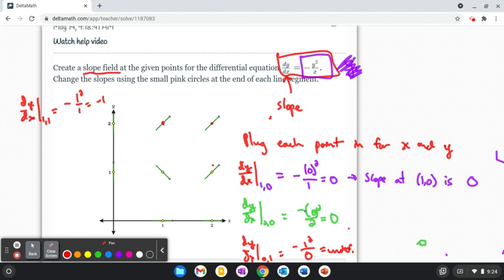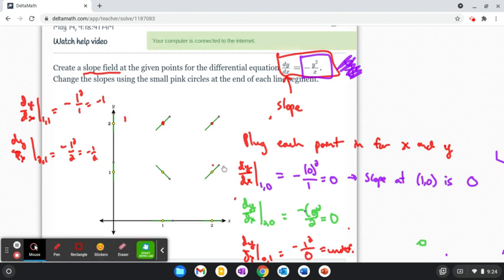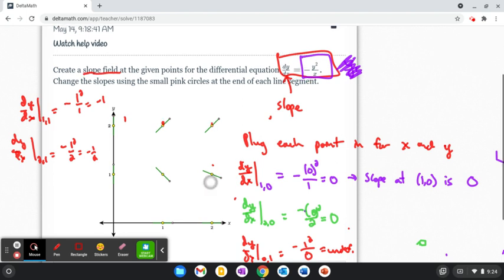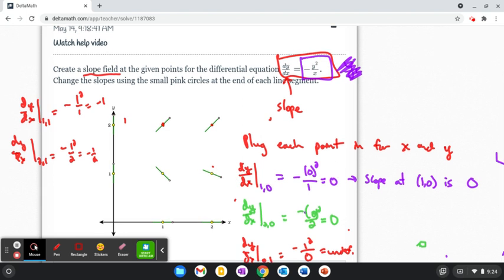Let's go ahead and do the next one. So I'll do dy dx evaluated at 2 comma 1. So that's going to be negative 1 squared over 2, so negative a half. So with that one, I'm going to make it not as steep, but still negative. We'll see how Delta Math works for this. I'm going to put it somewhere in the middle there. So this would be down 1 and over 2. So that looks pretty good.